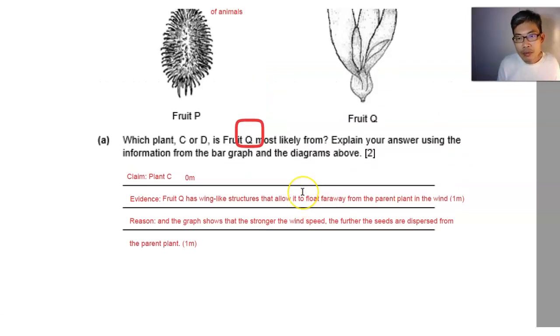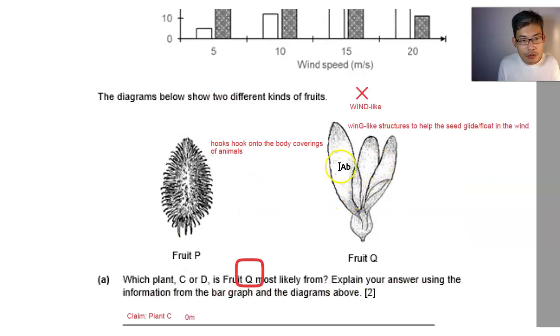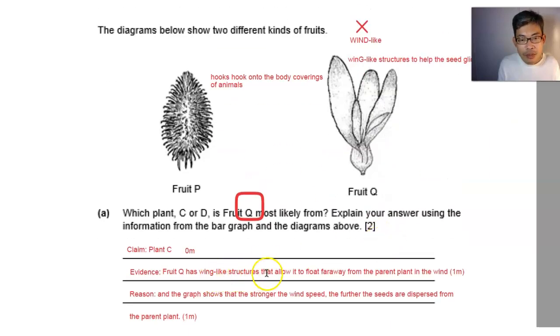Let's do a quick recap now. To answer this, the format is to give the claim, but the claim is not worth any marks, right? But it is important. Once you have the wrong claim, the teachers will not read the rest of the answer anymore because it doesn't make sense anymore. And then you talk about fruit Q. So evidence comes from two things, right? Fruit Q has wing-like structures that float away, far away from the parent plant. So what if it can float away? How do I know fruit Q comes from plant C?